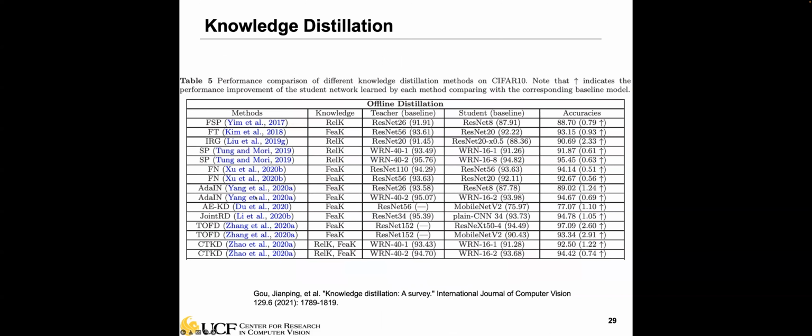So I took one of the tables from this survey paper. They have a very comprehensive comparison of different KD methods and what the performance looks like, right? If we don't do the KD, what's the performance of the smaller student network? And if we do the KD, how much gain can we achieve for the student network? Okay, so let's look at this column here, right? This is the teacher network, okay? Let's just look at the first one, right?